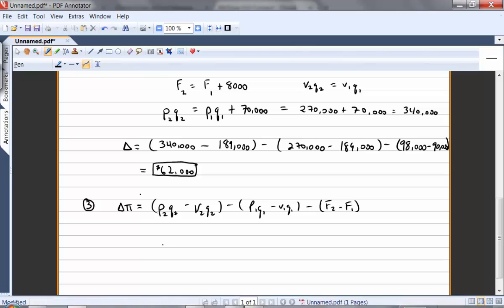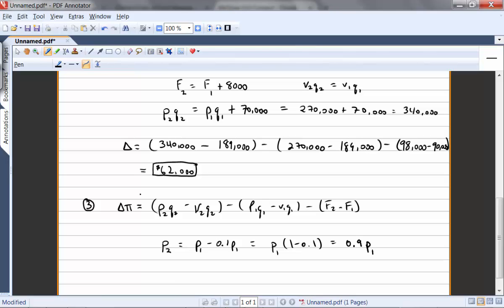So that means that the new selling price, P2, is equal to the old selling price minus 10% of the old selling price, or it's the old selling price times 1 minus 0.1, or the old selling price times 0.9, or 0.9 times, and what was the old selling price? 20 bucks. And what is 90% of 20 bucks? I think you will find it is $18. So that's the new selling price.